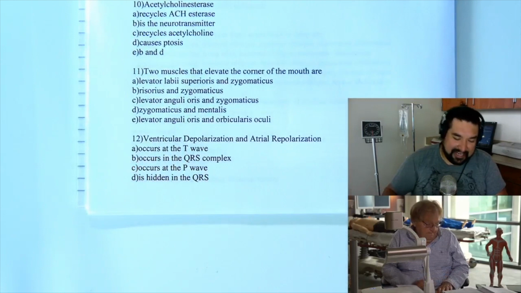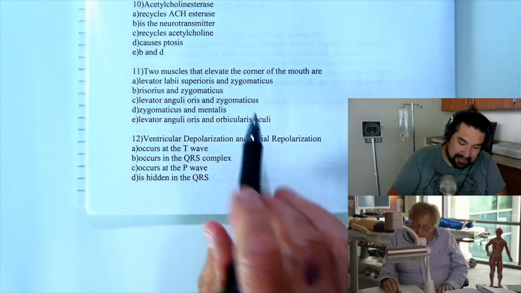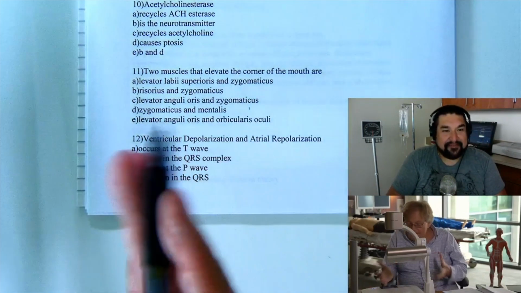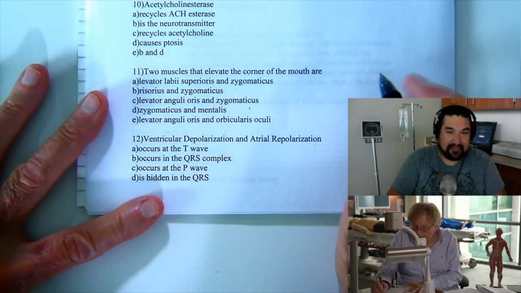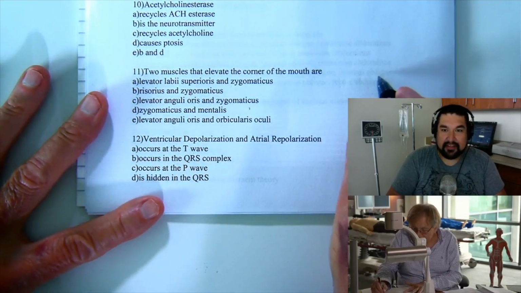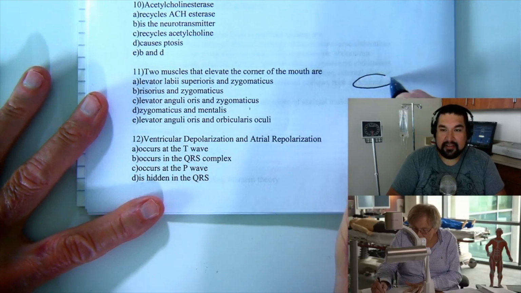Maybe Let's look at the corners of the mouth. corners of the mouth. Yeah. Okay, 11. so kind of think, elevating a corner of the mouth. If you just kind of think when you look at a mouth and your mouth is like this and it's got a corner or an angle.